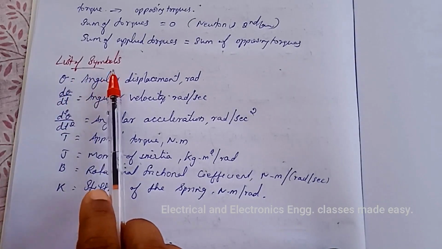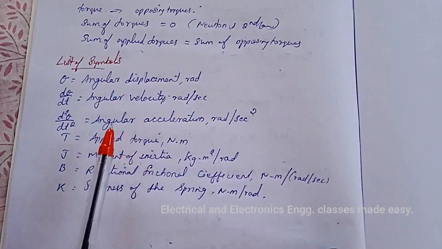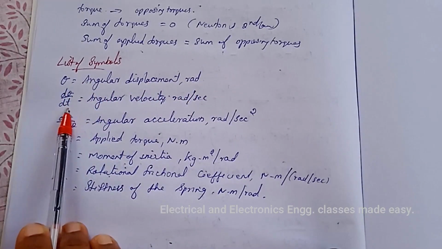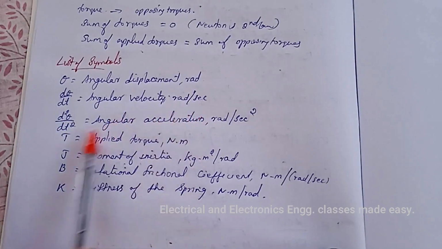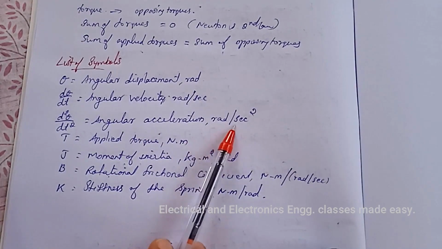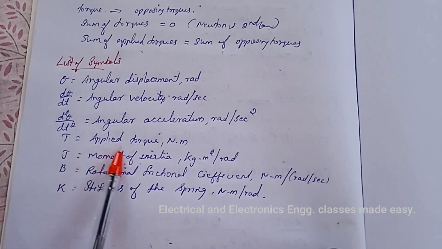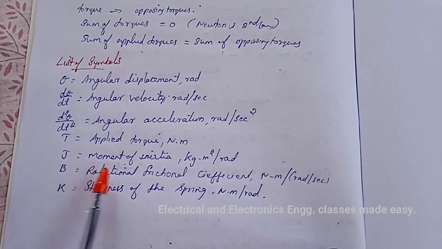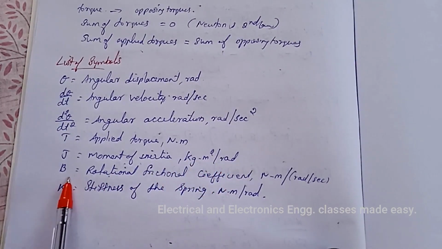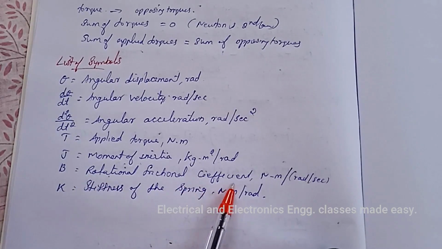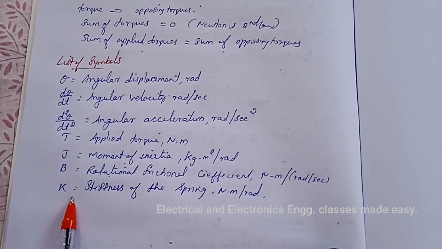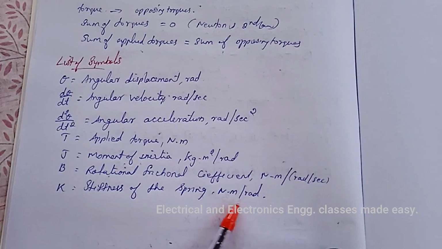Next is the list of symbols used in mechanical rotational systems. So here theta is the angular displacement in radian, d theta by dt is the angular velocity in radian per second, d square theta by dt square is the angular acceleration in radian per second square, T is the applied torque in Newton meter, J is the moment of inertia, unit is kilogram meter square per radian, B is the rotational frictional coefficient, unit Newton meter per radian per second. K is the stiffness of the spring in Newton meter per radian.